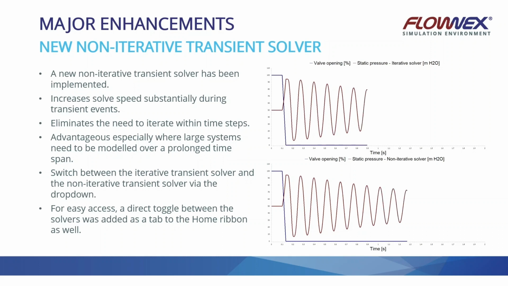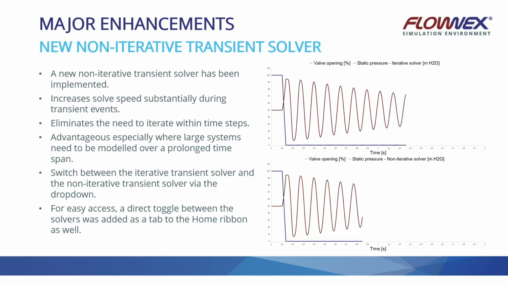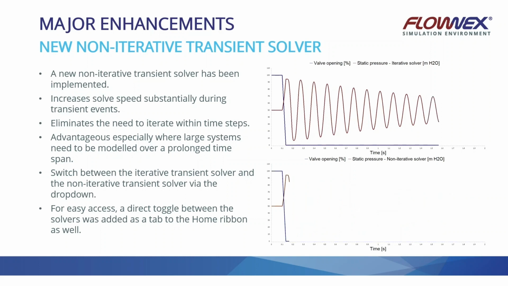However, for simulations with small time steps, such as control studies, more processing power is needed, which ultimately causes slower transient runs. This new non-iterative transient solver does not require an iterative process for each time step. It solves the same physics as the iterative solver but allows non-iterative processes to occur. The non-iterative solver increases the solving speed substantially, which is beneficial for large systems that need to be modeled for a prolonged amount of time.